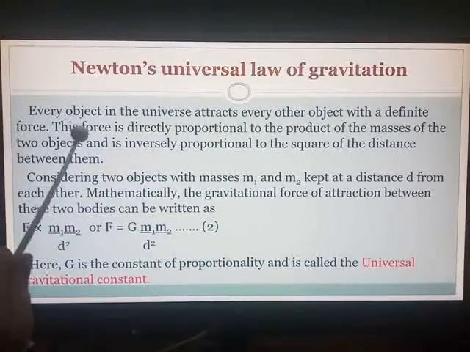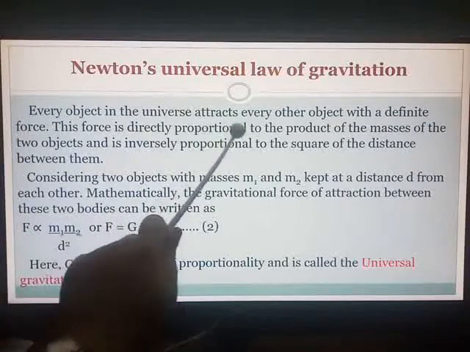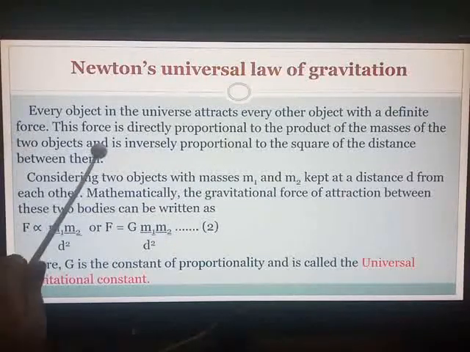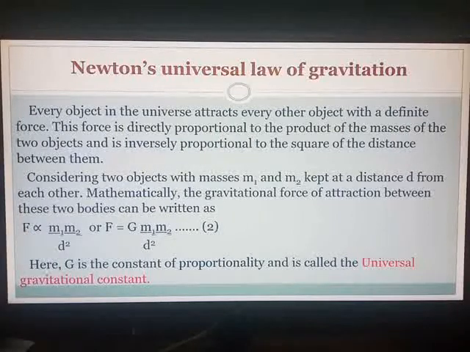Every object in the universe attracts every other object with a definite force. This force is directly proportional to the product of the masses of the two objects and inversely proportional to the square of the distance between them. So the attraction force, it is directly proportional to what?